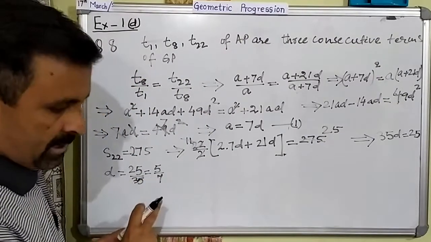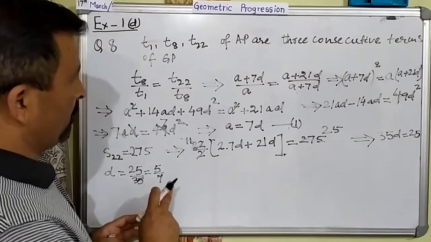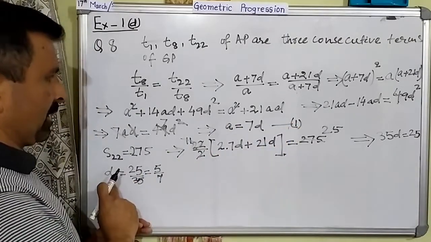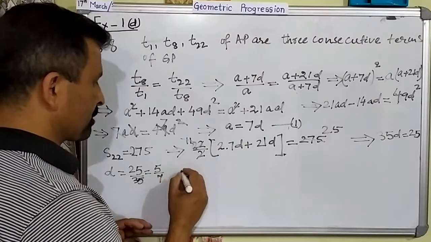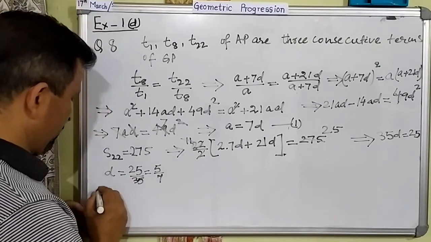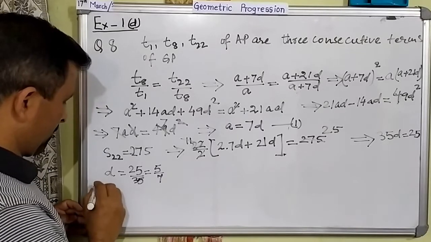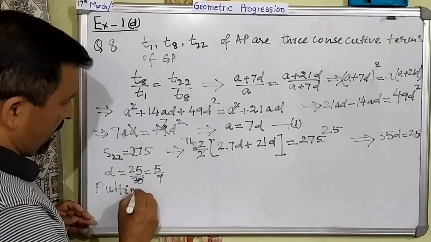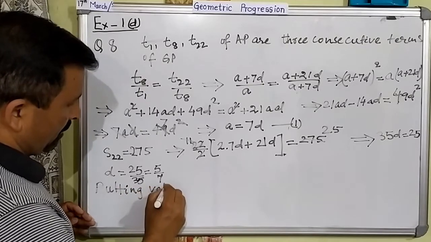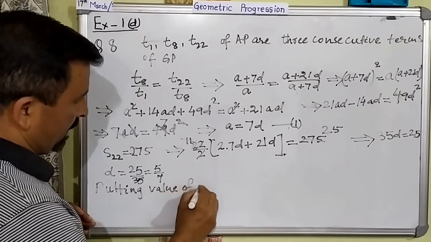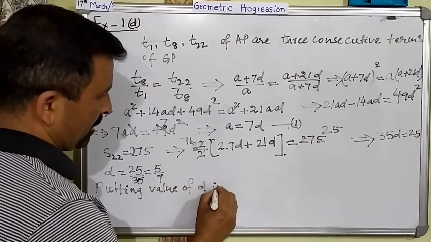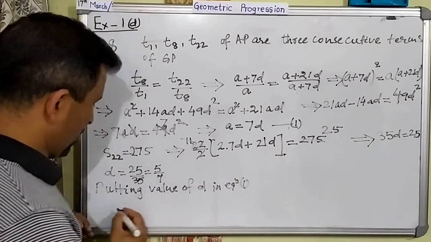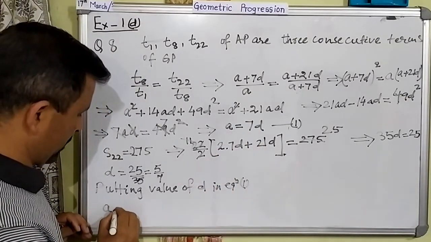Now we will calculate the first term. We will put this value of D in equation number 1. Right? Putting the value of D in equation 1. Okay, so what we get is A, the first term which we are supposed to calculate.